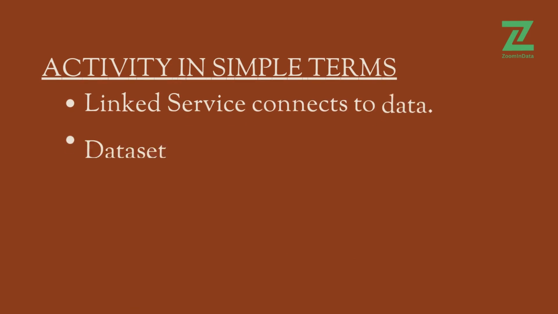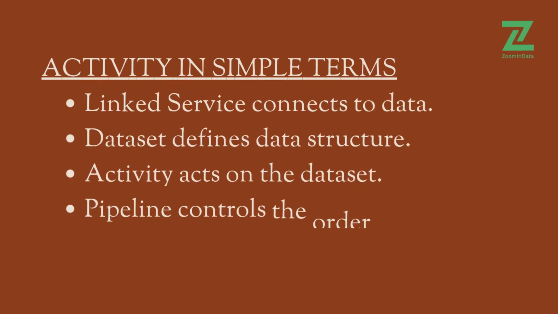In simple terms, a linked service connects to the data source, a dataset defines the data structure, and an activity acts on that dataset. The pipeline controls the order in which activities run. Understanding this relationship makes Azure Data Factory much easier to learn.